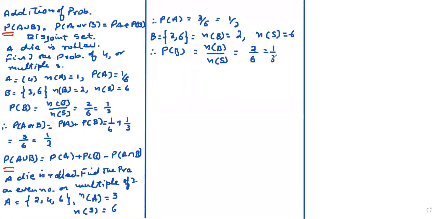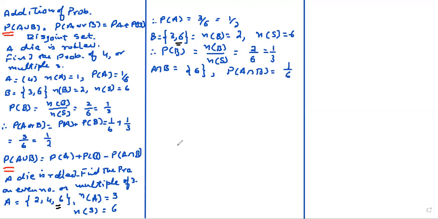So now we can see that there is something common. 6 is common to both. See this 6 and this 6. If we add these two probabilities, this 6 will be added twice. So it means that we have to subtract them as well. So first of all, A intersection B equals 6, so the probability of A intersection B equals 1 over 6.